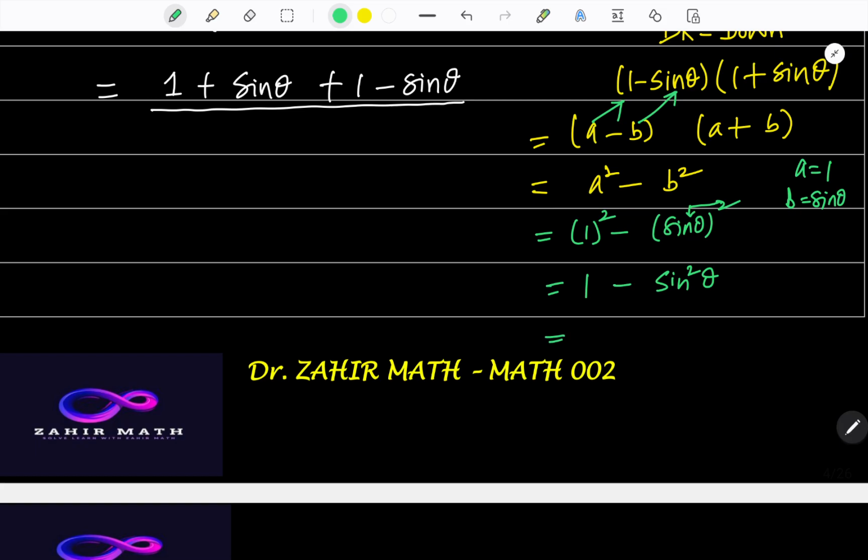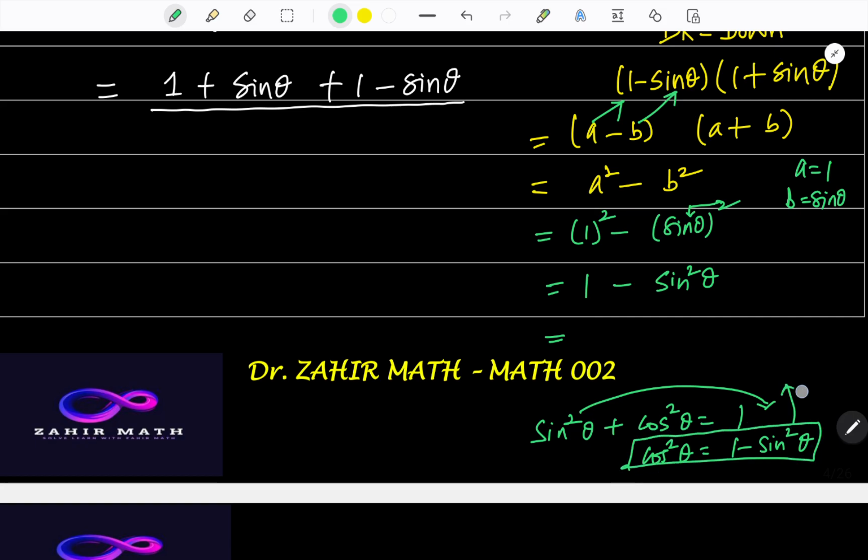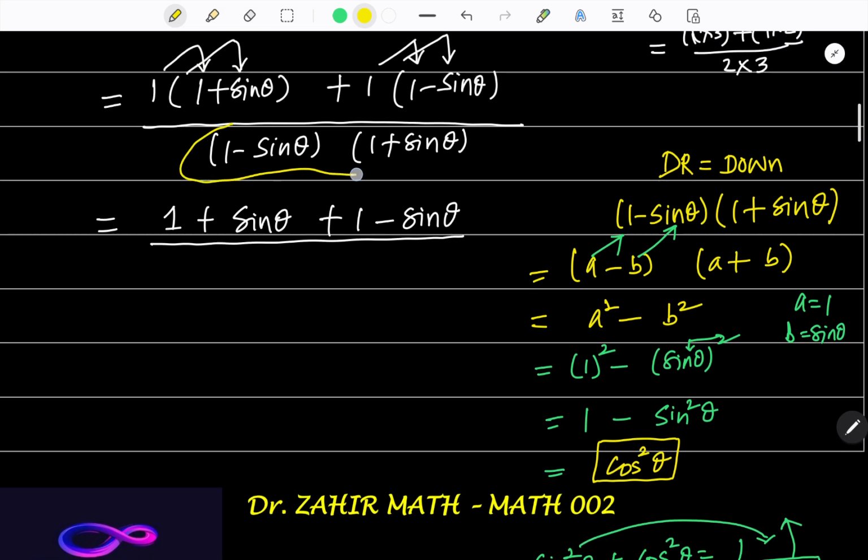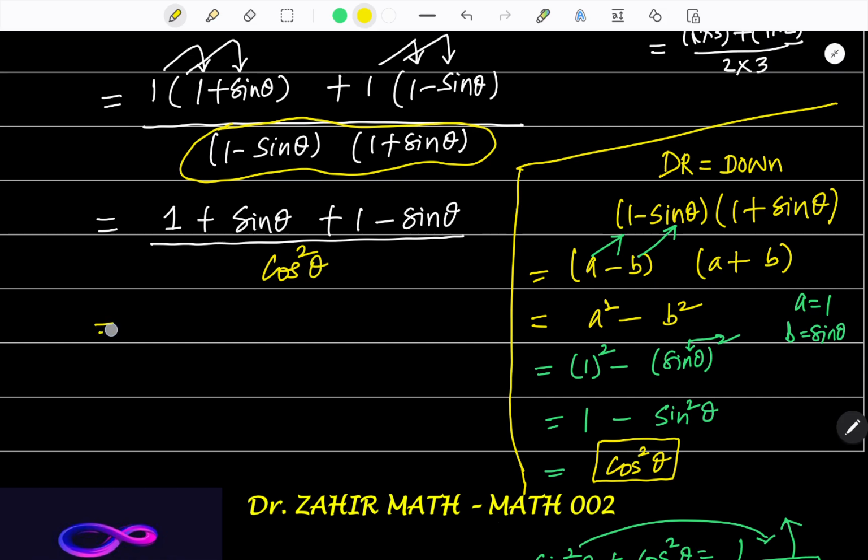What is 1 minus sine square theta? We know the rule, right? Sine square theta plus cosine square theta is equal to what? 1. So you just take the sine square theta to the other side. So cosine square theta is equal to 1 minus sine square theta. So 1 minus sine square theta is equal to cosine square theta. So your denominator, 1 minus sine theta times 1 plus sine theta, will give the answer cosine square theta.